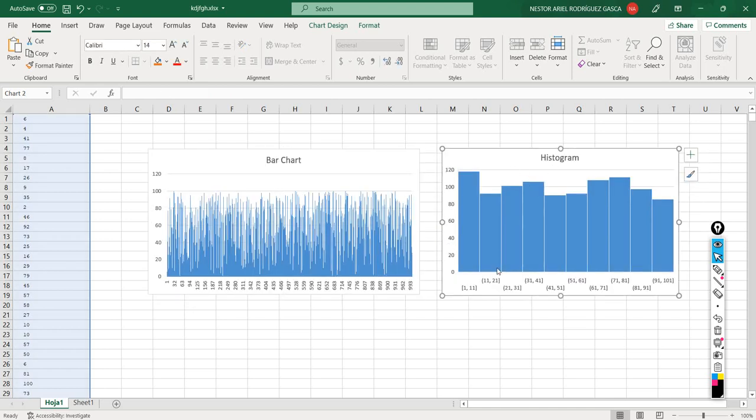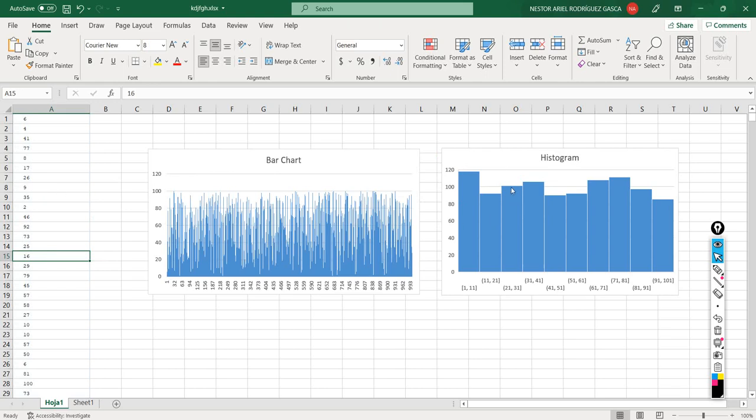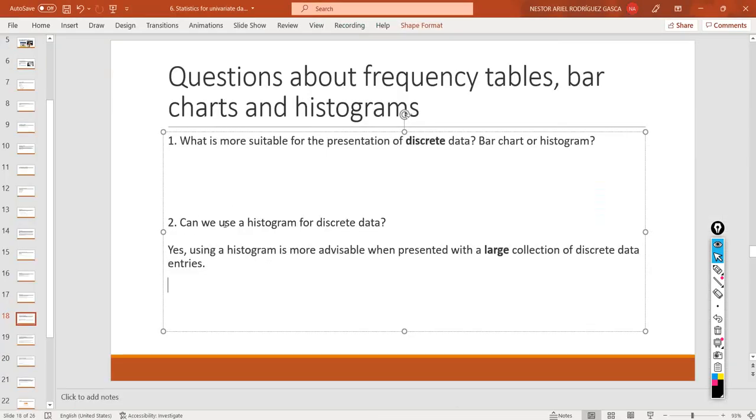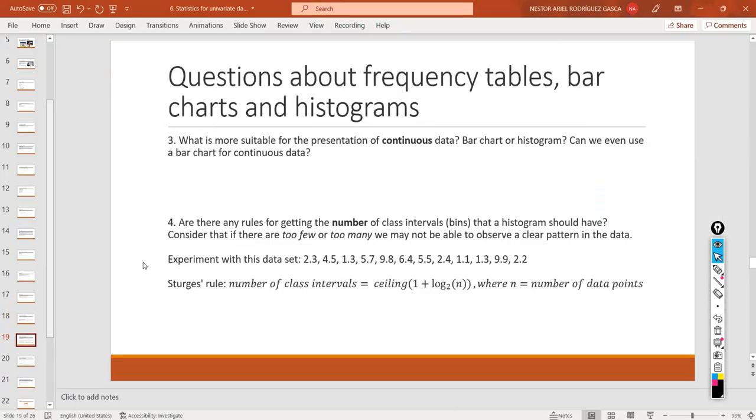Instead, if we plot a histogram, this conveys more information about this specific data set. So either way, both work fine. But in my opinion, and in the opinion of many mathematicians, constructing a histogram is better, even when you deal with discrete data, when you have too many data points. Too many data points, then histogram is okay. So that solves these two questions.